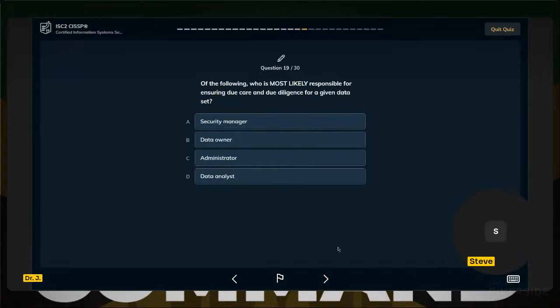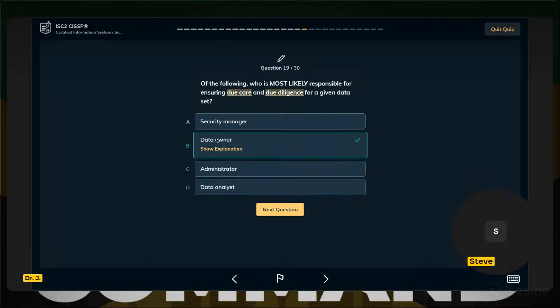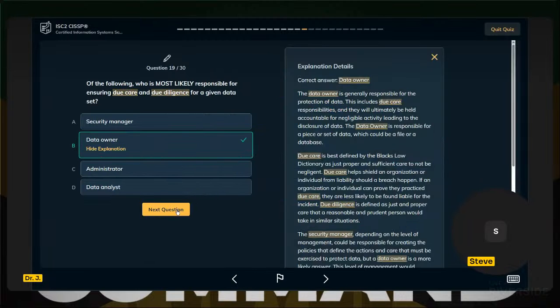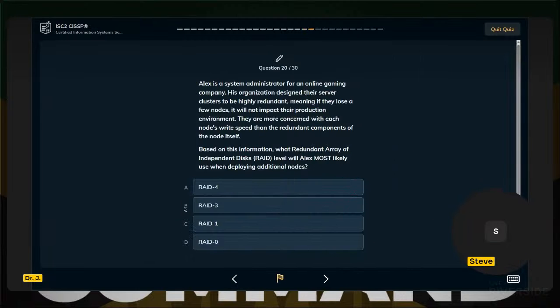All right, of the following, who is most likely responsible for ensuring due care and due diligence for a given data set? The owner. Data owner. Yeah, everything falls on the owner, pretty much.